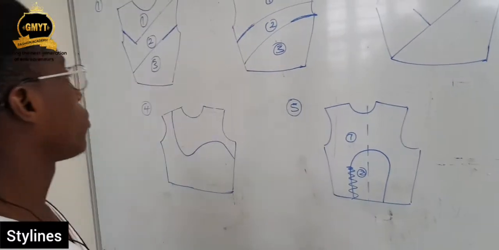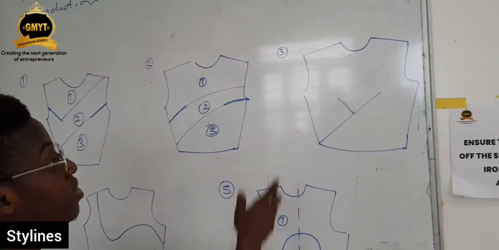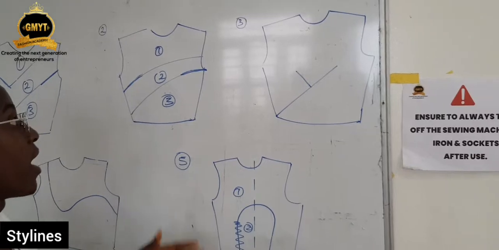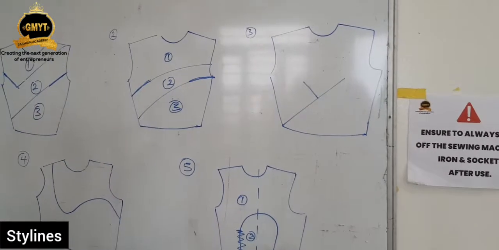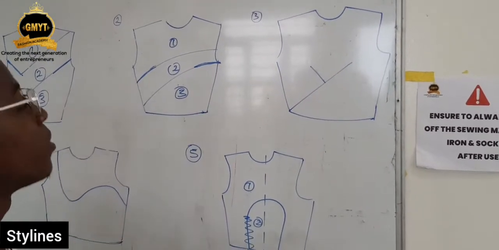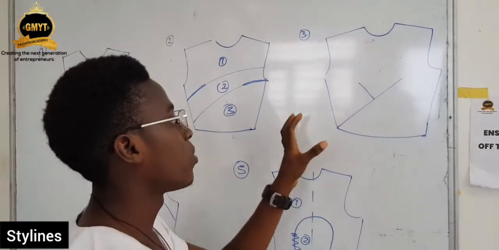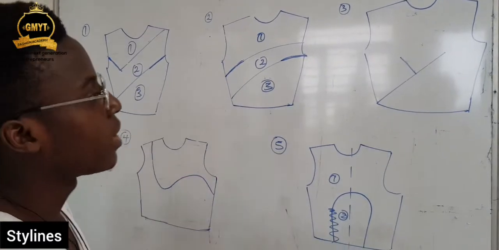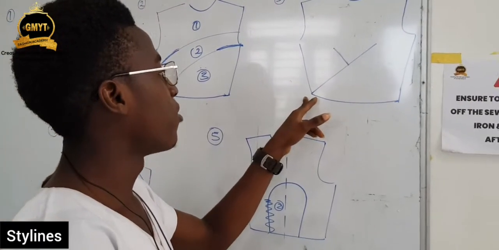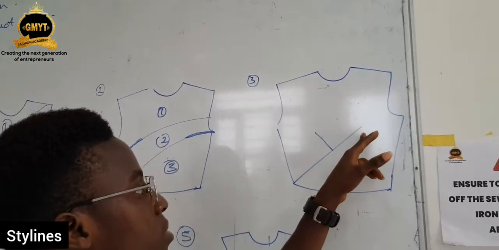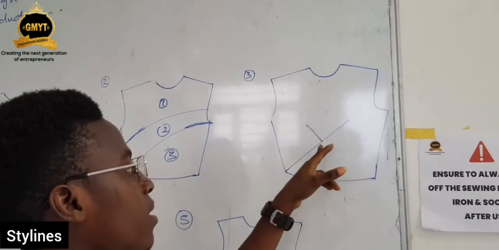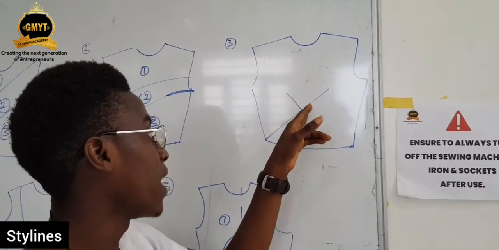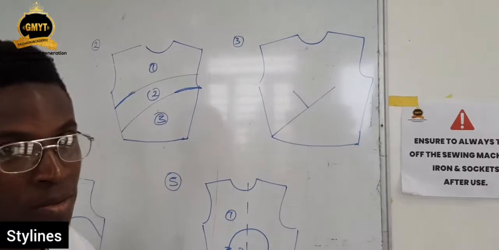So here now we move on to the third one, which is number 3 here. We've done number 1, number 2, number 5. So now let's do number 3. Now you can see what we have here. Based on the definition of the style lines, we can see that this is a creative design, coming all the way as a French dart to the bust point. Then you will see that there's another seam line coming from your style line all the way back to your bust point.